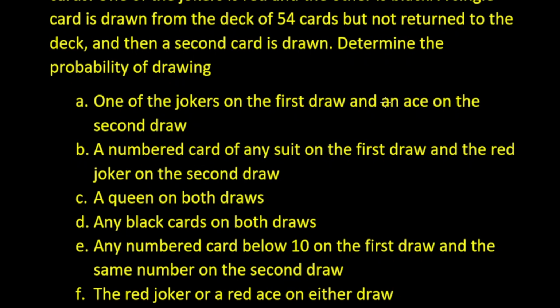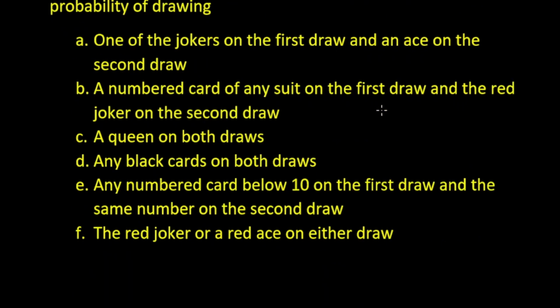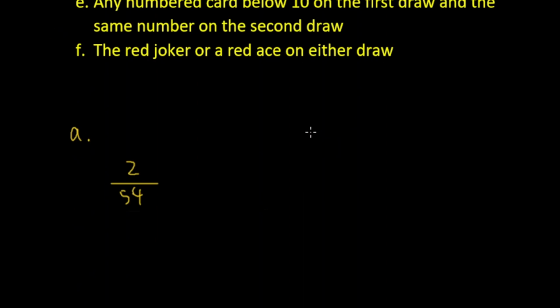Now, you have to draw an ace on the second draw. How many ace cards are there in the deck of cards? There are 4. So there are 4 possible outcomes that you may want. But remember that in this situation, you don't return the first card that you draw to the deck before you make the second draw. So you really have only 53 cards to draw from on the second draw. So this is the probability of drawing an ace on the second draw.